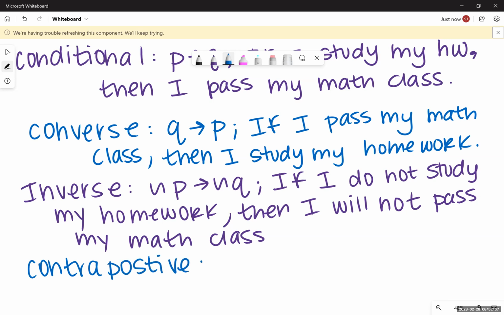Contrapositive. Contrapositive, most complicated. You do both. And Peter did say it, but this is saying that I'm negating my Q, and my Q is I pass my math class. So if I negate it, it's if I do not pass my math class, then I will not study my homework.